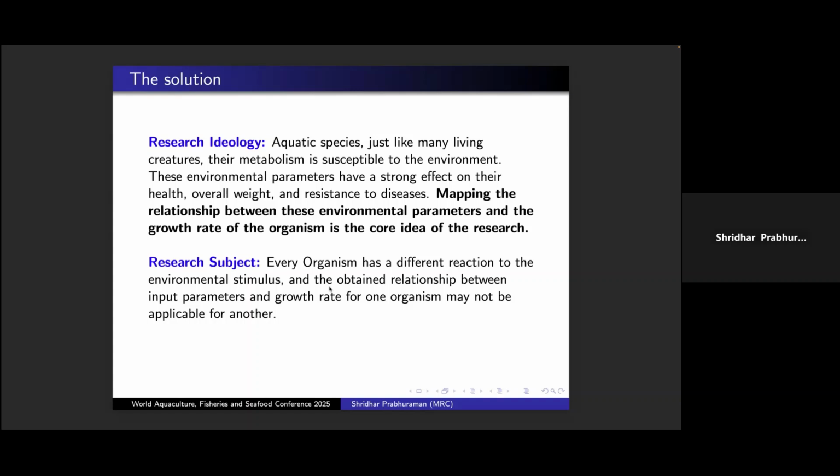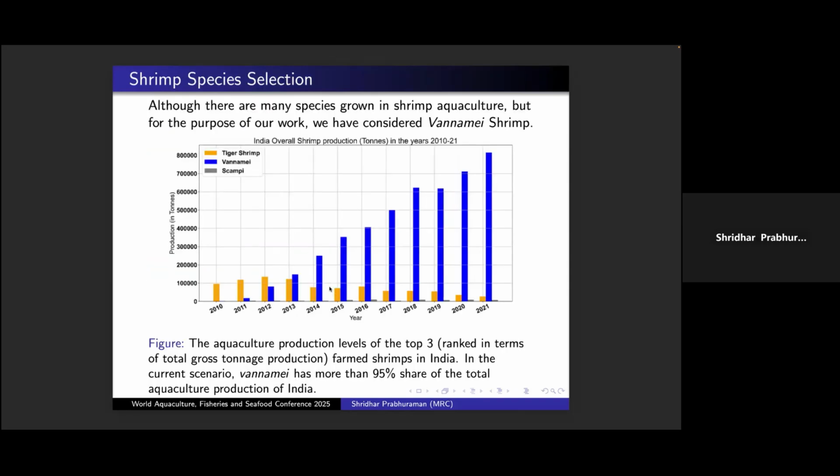Now, the primary subject for this research is just shrimp. Every organism has a different reaction to environmental stimulus, and therefore the operant relationship for one organism might not be suitable for another. Shrimp aquaculture is a booming industry, and therefore we have chosen shrimp as the subject of research. Even within shrimp, different types have different features and different metabolism. What we have gone ahead with is Vanamai as the shrimp type for our project.